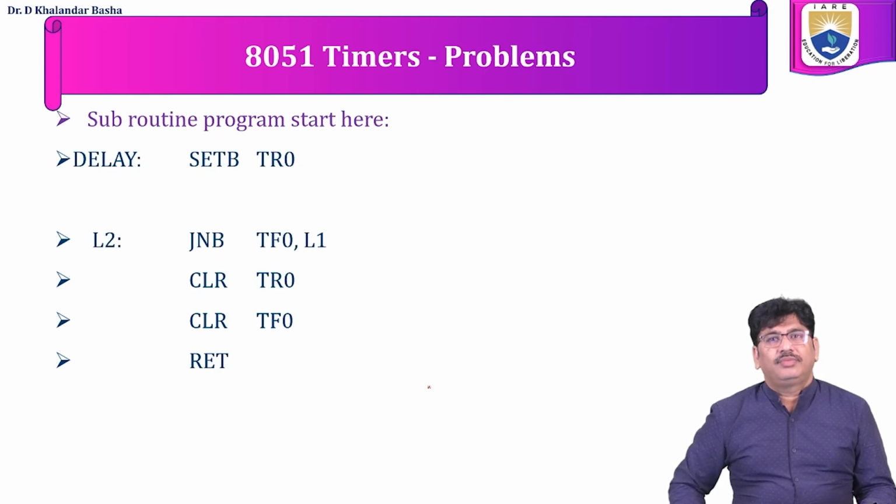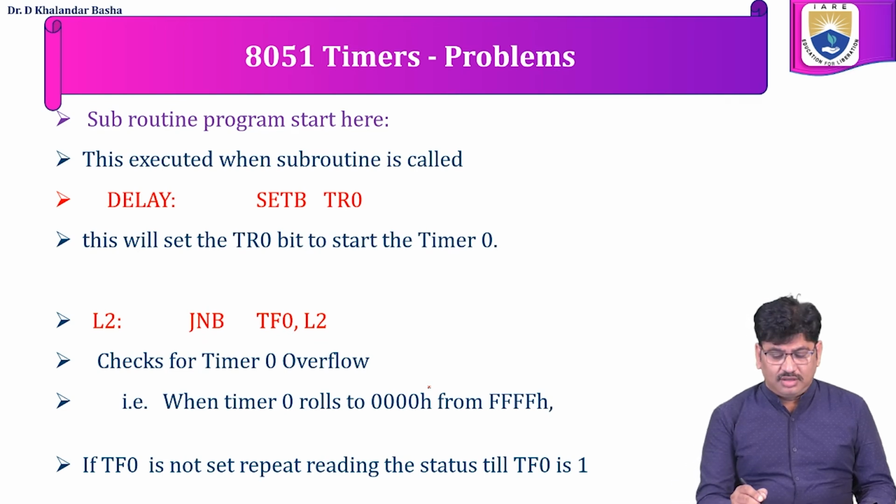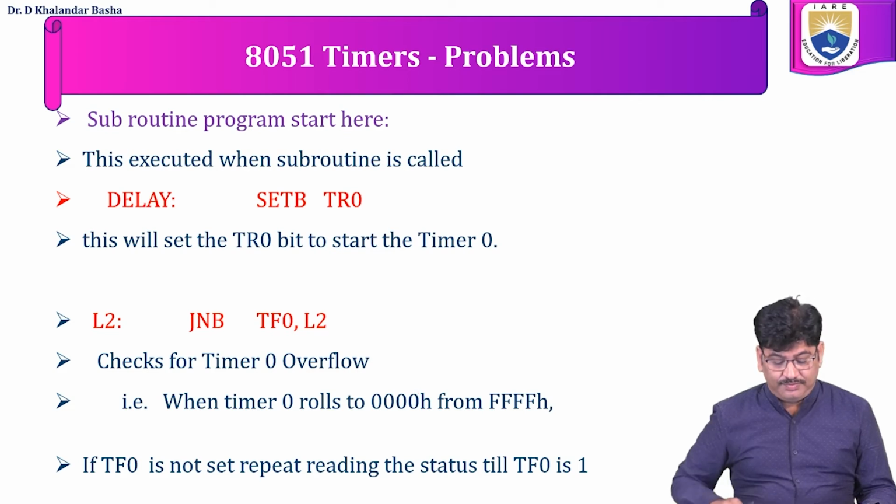In the delay program, we have timer run. TR0 is set, so timer 0 will start functioning. JNB TF0, L2. So when overflow has not occurred on TF0, iterate on the same instruction until this bit is equal to 1. That means timer 0 rolls over to 0000H from FFFFH. So whenever this overflow occurs, the TF bit will be set to 1.